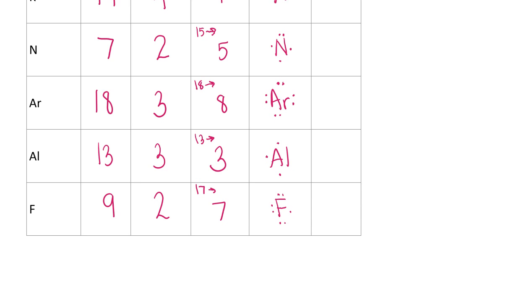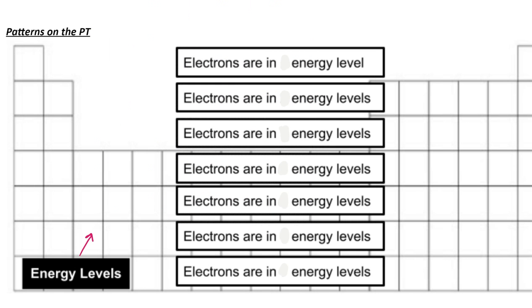There we go. All right, so the nice thing is a lot of these are really predictable patterns. We know that the energy level is based on the period that the element is in, okay? So all of the elements in period 1 have electrons in 1 energy level. In period 2, the electrons live in 2 energy levels. In period 3, they live in 3 energy levels, and so on down. So if you can identify the period, you know the number of energy levels.